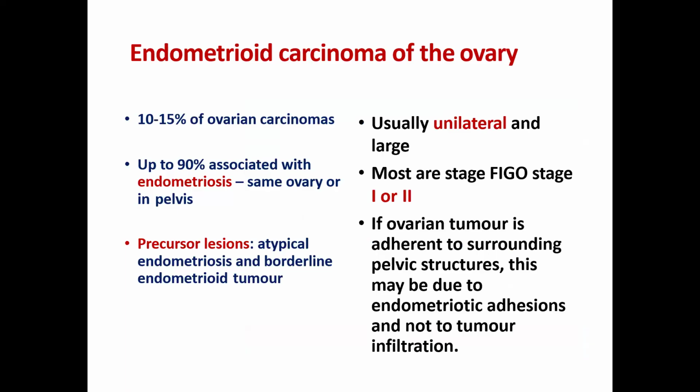Usually, we have to know that endometrioid carcinoma is unilateral and large, and most are stage 1 or 2. If the ovarian tumor is adherent to the surrounding pelvic structures, it may be due to endometriotic lesions, not to tumor infiltration. Because these tumors are surrounded by endometriosis, they may be sticky to the background, and there are a lot of adhesions that may give the surgeon the impression that this is an advanced tumor, but all of these lesions are endometriosis.